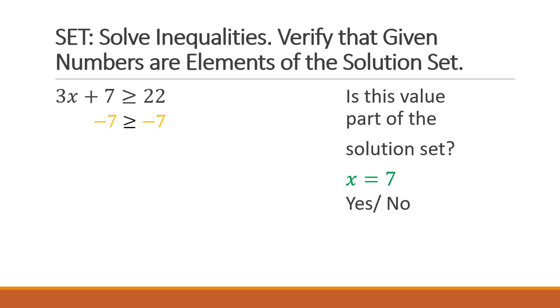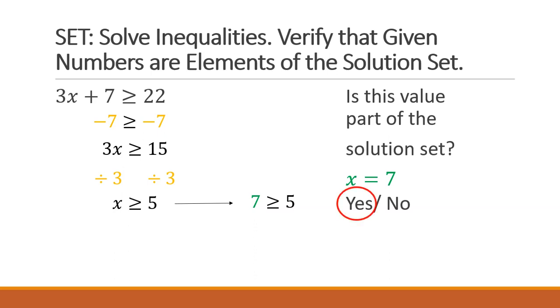Subtract 7 from both sides, and we get 3x is greater than or equal to 15. Divide both sides by 3, and we're left with x is greater than or equal to 5. To determine if the value of 7 is part of the solution set, we can replace x with 7 and see if our inequality is a true statement. Since 7 is greater than or equal to 5, we know that 7 is part of the solution set.